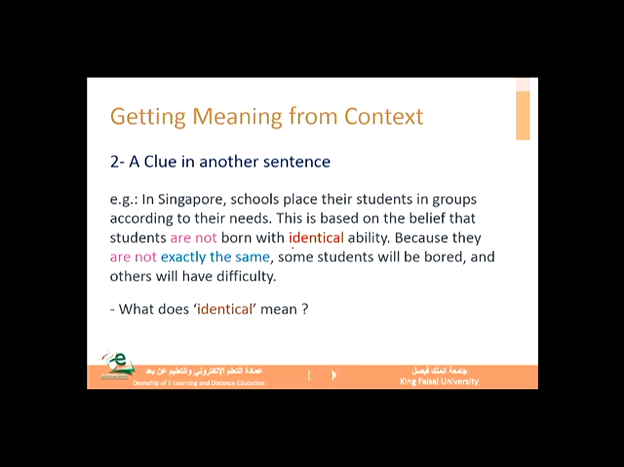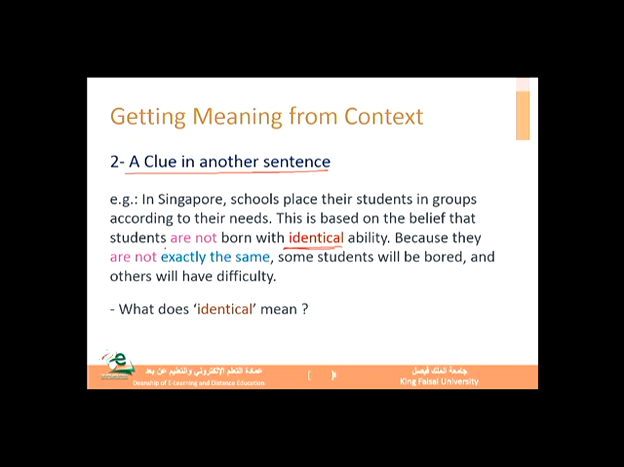Now the word that I want you to know the meaning of is the word identical. What does it mean? If it's a new word to you, we can use a clue in another sentence. It's not necessary that the meaning of this word is presented in the same sentence. Just continue reading and you might find another clue. So we read the sentence: this is based on the belief that students are not born with identical ability.